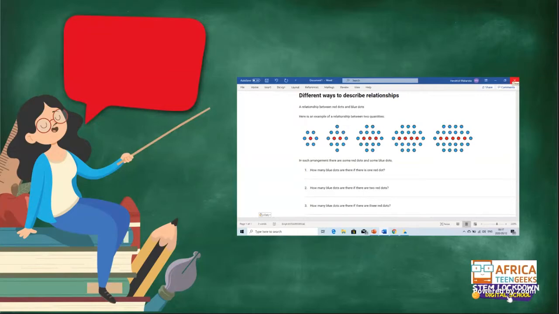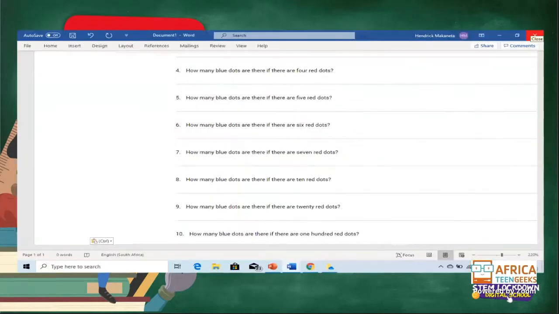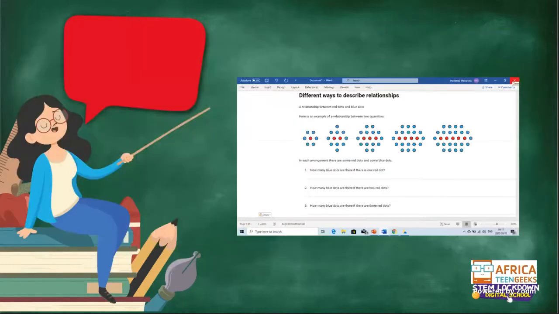There are 14. Now, how many blue dots are there if there are 4 red dots? Again, we have 4 here. You can simply count the blue ones and tell me the answer. You can simply calculate or count the blue ones. If you have seen the sequence by now, you can use it. The sequence for blue dots.